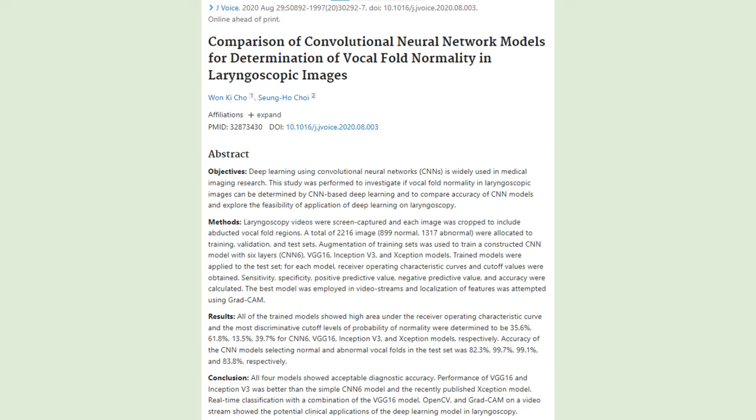This paper by Zhou and co-authors from 2020 compares four convolutional neural networks trained and tested on 2,216 single images of normal and abnormal vocal folds. A six-layer constructed convolutional neural network was compared to VGG16, Inception version 3, and Xception. This resulted in an accuracy on the six-layer convolutional neural network of 82.2%, VGG16 of 99.7%, Inception version 3 of 99.1%, and Xception of 83.8%. The two best performing networks, VGG16 and Inception version 3, had a sensitivity of 100% and 99.3% respectively.